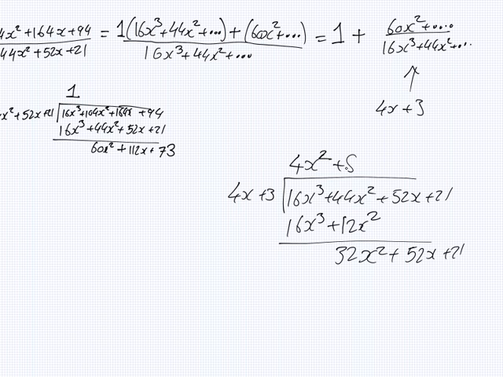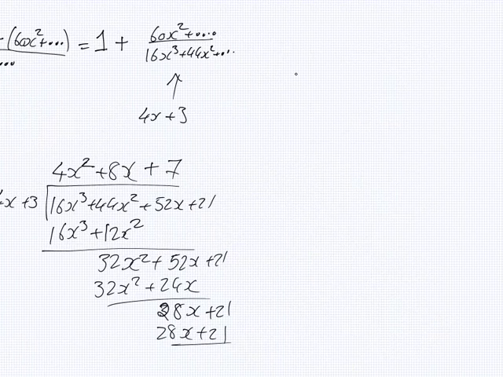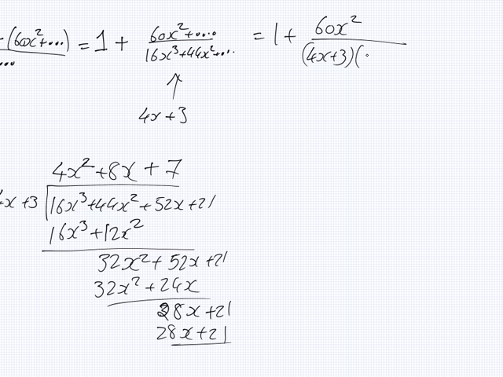Next, 8x. 32x squared plus 24x, leaving me with 28x plus 21. Then plus 7. 28x plus 21. Great! So now, this is equal to 1 plus, and what was that? 60x squared over, and then this is 4x plus 3 times 4x squared plus 8x plus 7.